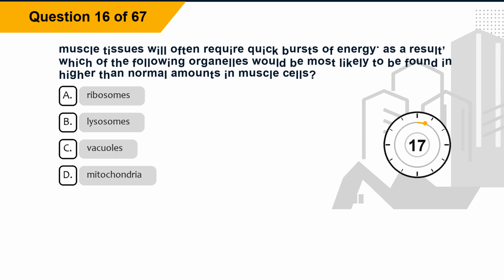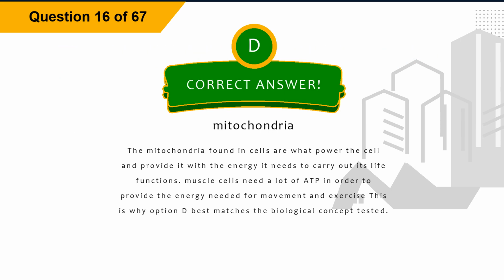Question 16. Muscle tissues will often require quick bursts of energy. As a result, which of the following organelles would be most likely to be found in higher than normal amounts in muscle cells? Option A, ribosomes. Option B, lysosomes. Option C, vacuoles. Option D, mitochondria. The correct answer is option D, mitochondria.